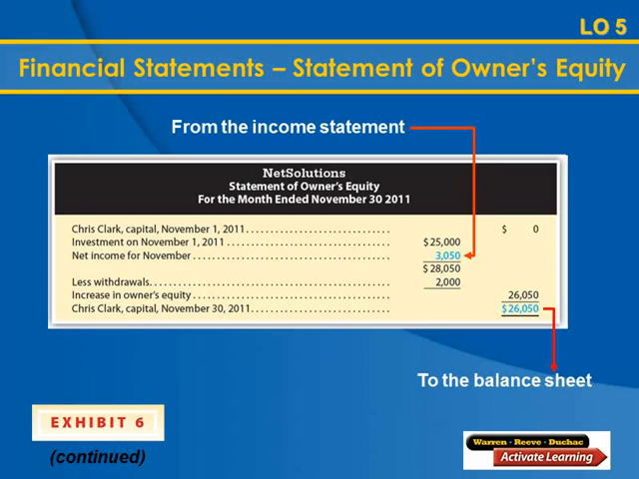The first item reported in this statement is the beginning capital. Since this is Net Solutions' first month of operation, on November 1, the beginning capital balance is zero. The $25,000 investment is reported in the right column of the statement. Notice the use of the dollar signs for the first amounts reported in the column. The net income that was determined on the income statement is listed directly under the owner's investment.